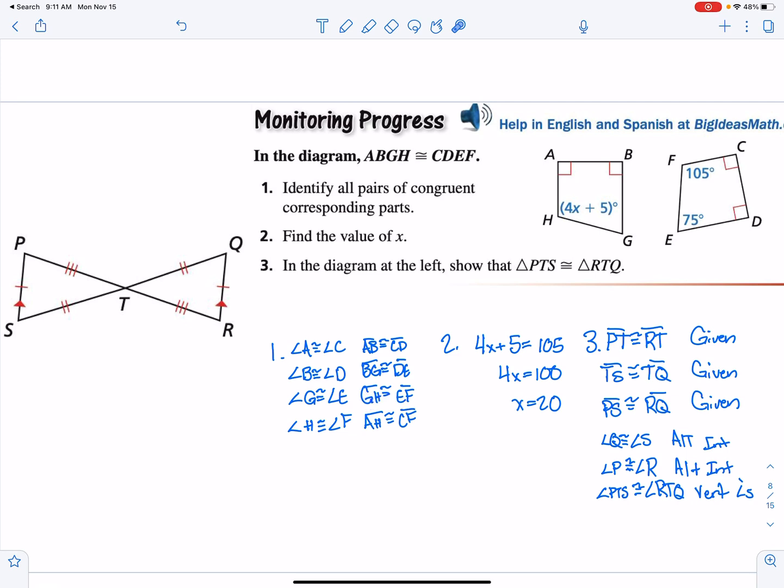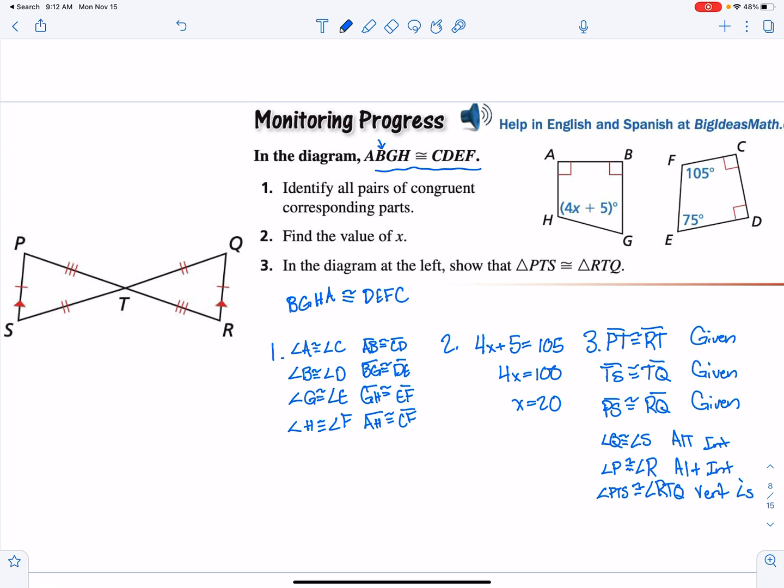Now, if I were to ask you on a quiz or a test to write another congruent statement, again, you can do that. Just use these letters in a different order, but make sure your vertices match up. So let's just do this. Instead of starting with A, let's start with B. So if I did that, it would be B, G, H, A would be congruent to D, E, F, C. And that's a new congruent statement that means the same thing.